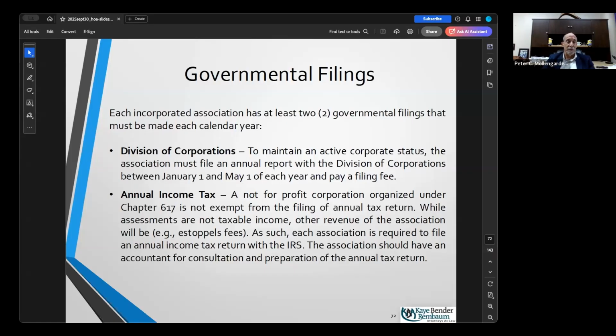You're not tax exempt, people, okay? And you have to file an annual income tax statement. Contrary to popular belief, not-for-profits are not tax exempt. You're not a church, or a school. And while assessments are not taxable, other revenue will be taxable. So, I'm not a tax guy. I'm not an accountant, I'm not a tax advisor. So, regarding your tax situation, speak to your CPA or your other tax advisor regarding the filing of your annual tax return.